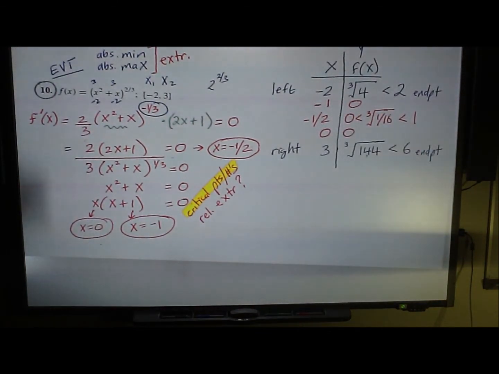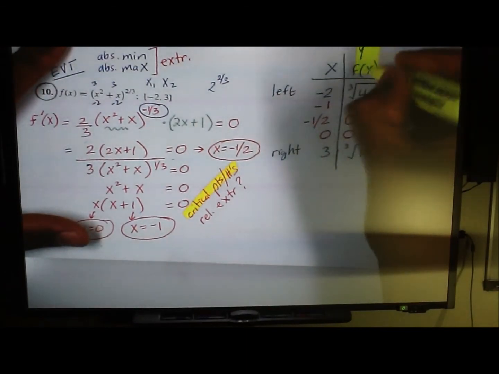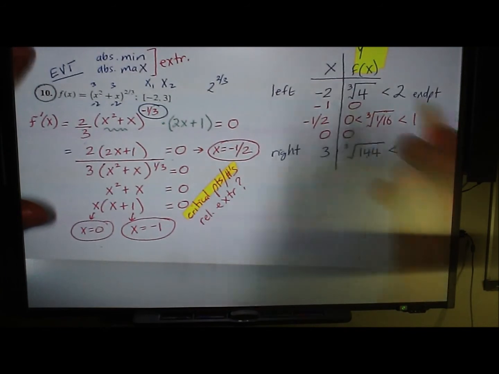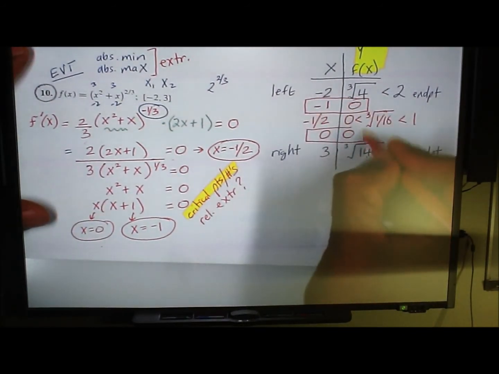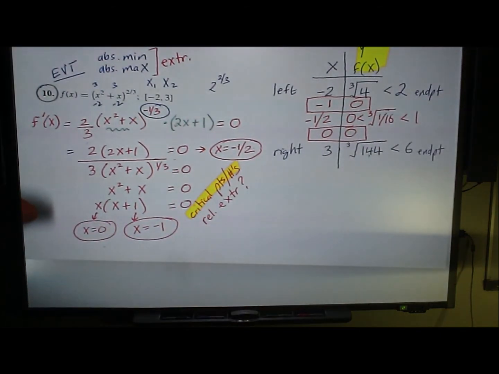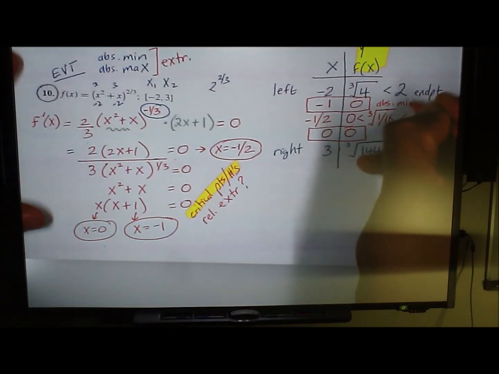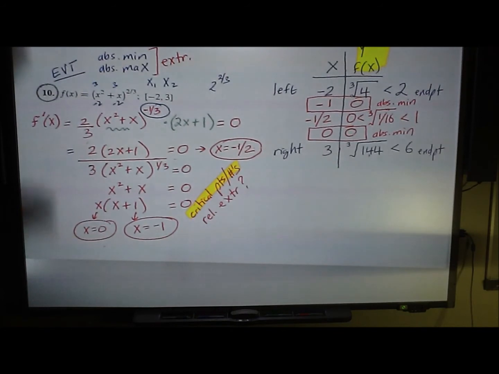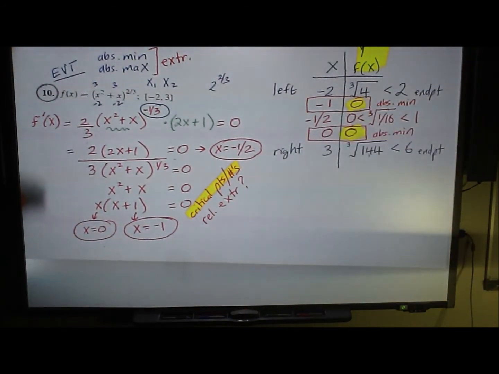And now you need to compare all the y values, all right? So now you're looking and focusing only on the y column. And you look for the lowest y value. So the lowest y value is 0, but it happens to occur twice. And now you've figured out your absolute minimum value, which is y equals 0. It just happened to occur at 2 different points.